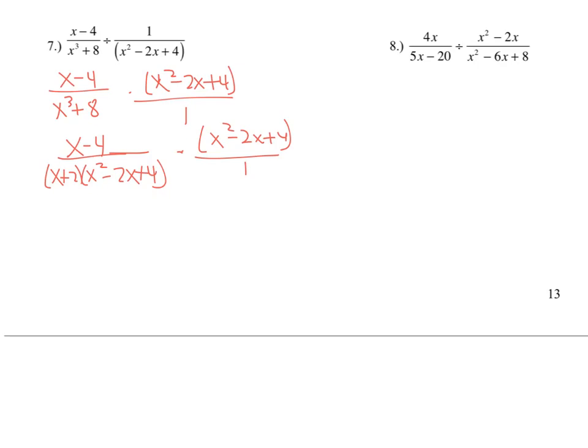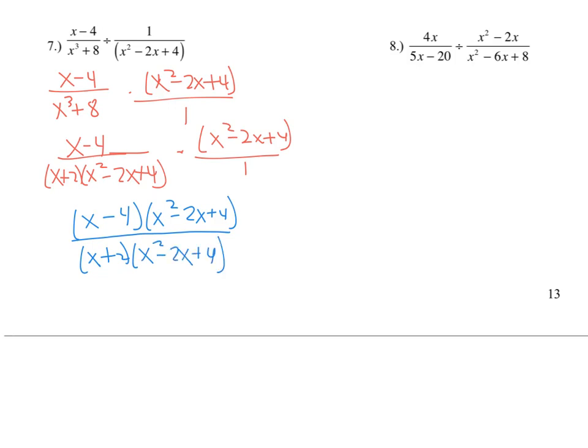So we can see if we multiply the numerators, x minus 4 times x squared minus 2x plus 4 over x plus 2 times x squared minus 2x plus 4. This trinomial, which can't be factored any further, is going to divide out between the numerator and the denominator. And we're left with x minus 4 over x plus 2.